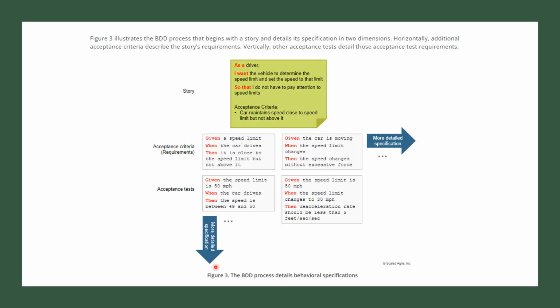If you look at vertical elaboration, you can add acceptance tests. Given the speed limit is 50 miles per hour, when the car drives, then the speed is between 49 and 50. Given the speed limit is 50 miles per hour, when the speed limit changes to 30 miles per hour, then deceleration rate should be less than 5 feet per second. This is how we can specify in two dimensions, both horizontally and vertically. That solidifies your BDD process, and ensures that your rework is almost zero.